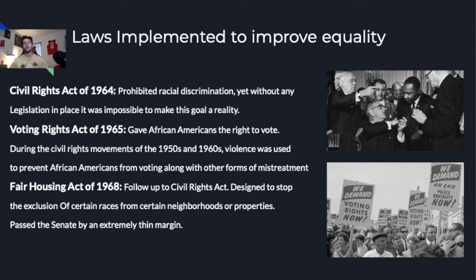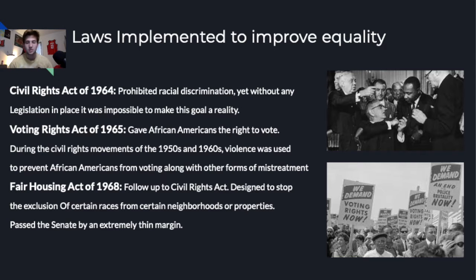We have some more laws here implemented to improve equality. A really big one was the Civil Rights Act of 1964, which was meant to end racial discrimination. Yet there was very little legislation in place to help uphold this act. Then we have the Voting Rights Act of 1965, which was meant to give African Americans the right to vote. Despite being given the right to vote, they were still oppressed in so many ways.